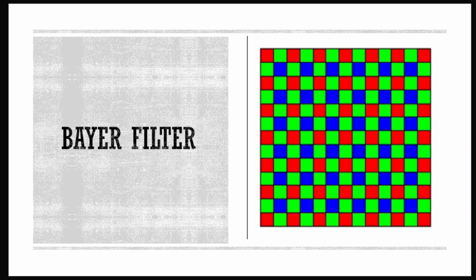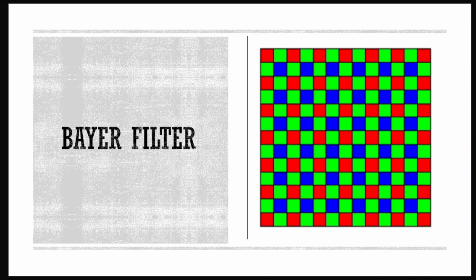In the Bayer filter, you can see the corresponding filters. It is red, and then green, and then green, and then blue. So the red pixel area will be sensitive to red, the green will be sensitive towards green, and the blue will be sensitive towards blue.